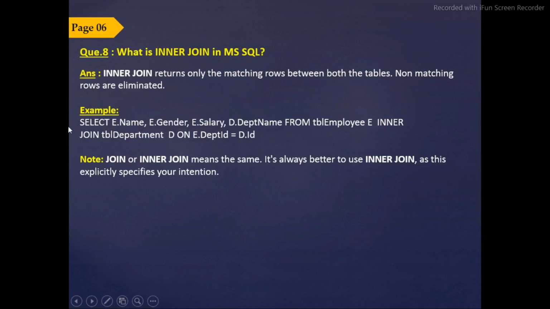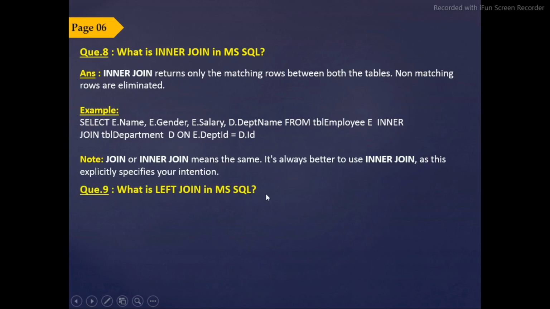For example, select name, gender, salary, department name from table employee E, where E is the alias for table employee, inner join table department D, where D is the alias for table department, on condition E.dptid equals D.id. Please note, join or inner join means the same. It's always better to use inner join as this explicitly specifies your intention.